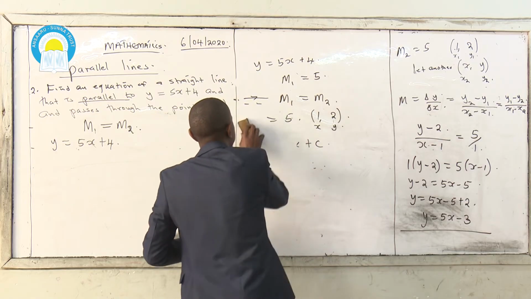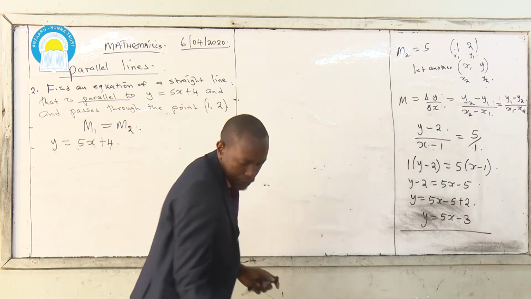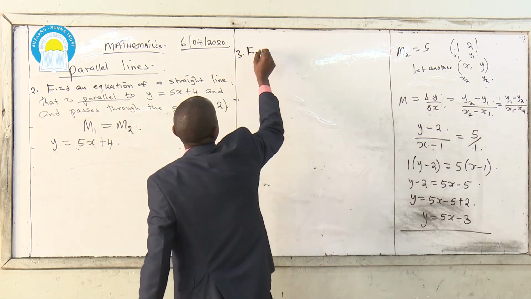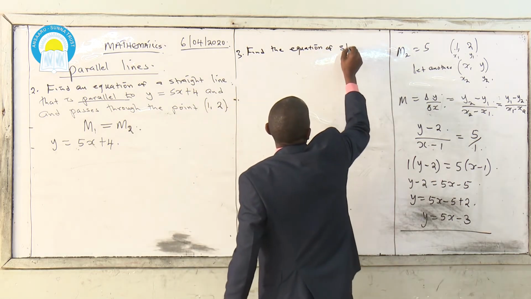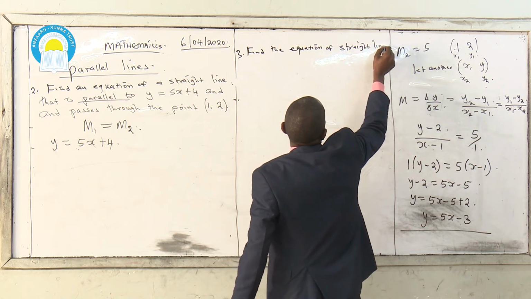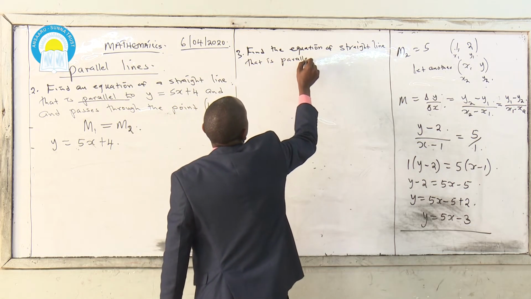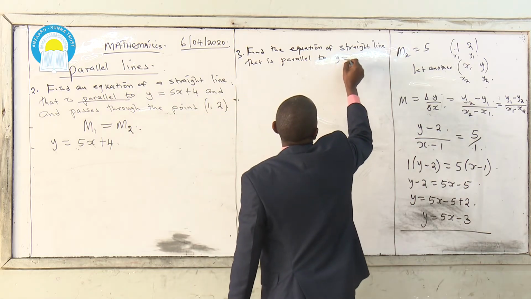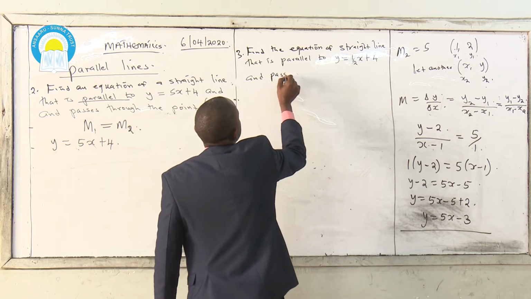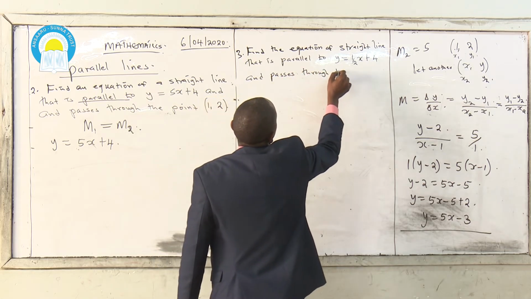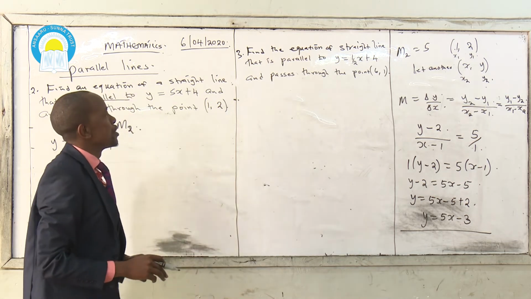We proceed with question 3. Question 3 is: find the equation of a straight line that is parallel to y is equal to a half x plus 4 and passes through the point 6,1.